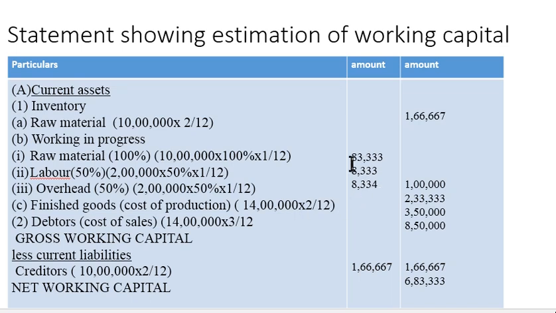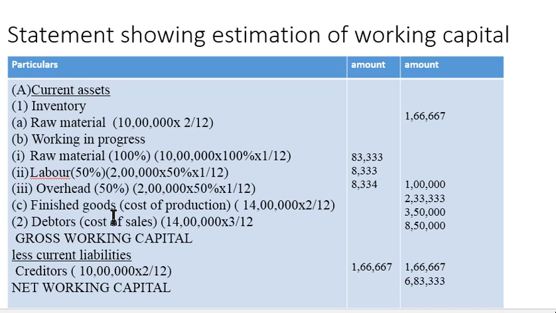So if you total all the three, you will get here 1 lakh. The total of the work in progress, which includes raw material, labor and overhead, all the three you have to total and write in the outer column, 1 lakh rupees. Now under inventory, the first division is raw material and the second one is work in progress. Under work in progress you have 3 heads. Now the third point under inventory is finished goods.